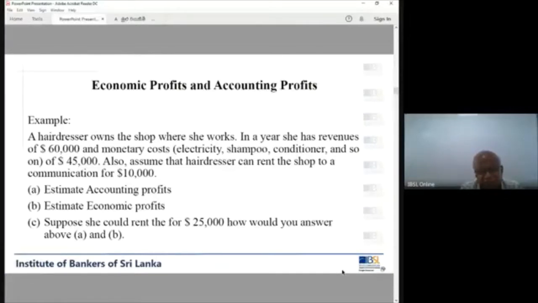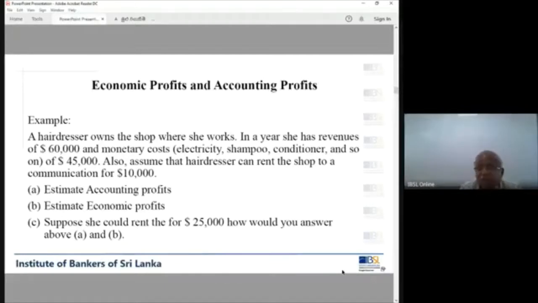But the economic profit changes. What is the economic profit? 60,000 is the revenue minus this time 45,000 plus 25,000, 70,000. That is the problem. 60,000 minus 70,000, economic profit will be negative. Revenue 60,000, economic cost how much? 45,000 plus 25,000. Earlier economic cost was 45,000 plus 10,000. Now you could rent this for 25,000, so 45,000 plus 25,000, 70,000. Economic profit will be negative.